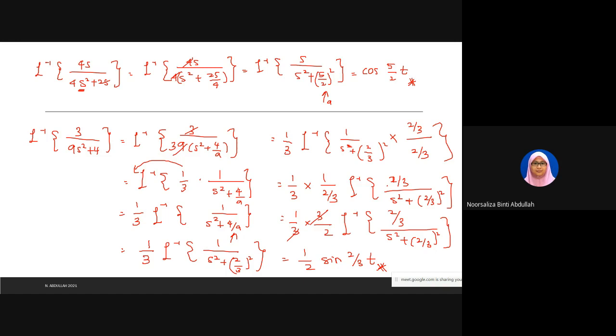Faham? Madam, boleh tanya? Boleh. Boleh explain balik dekat 4 over A macam mana boleh jadi 2/3? Itu je yang saya tak faham. Yang start daripada sini ke?